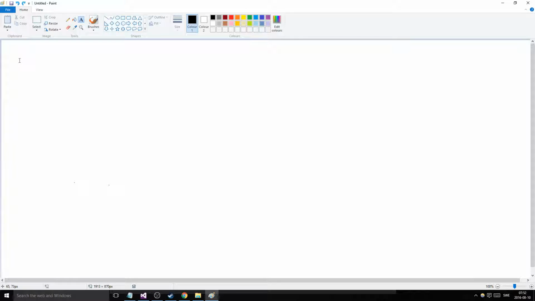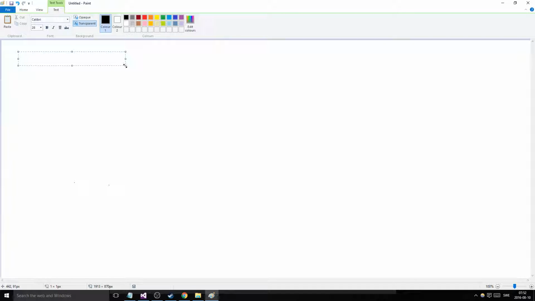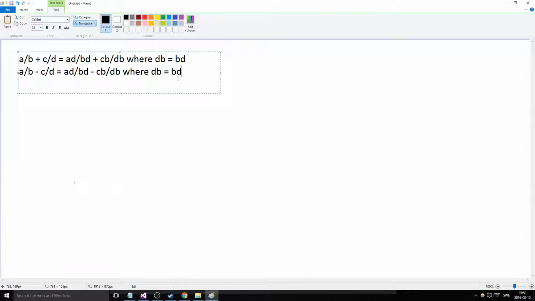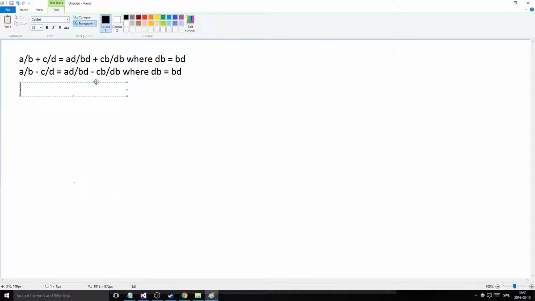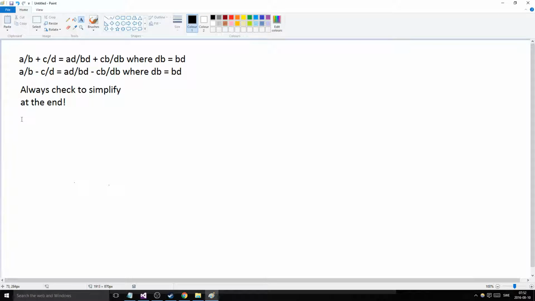So a few things you want to remember here. There are a few rules. These are the rules for addition and subtraction. All right. Then we want to say always check to simplify at the end. You always want to check to simplify at the end of a calculation. So say that you've arrived at a point where you're like, okay, I got my fraction, I added them. Then you want to check, can I simplify this further? Can I make it as small as possible? So you always want to do that.